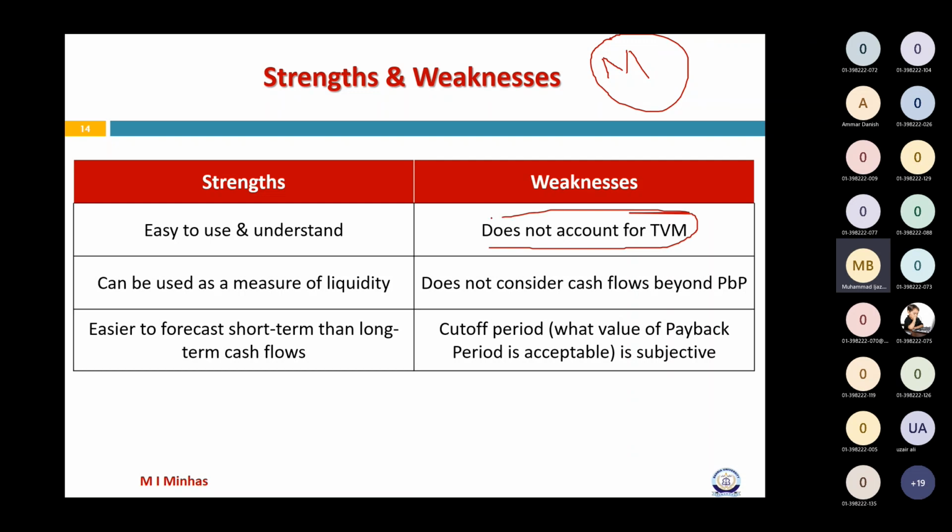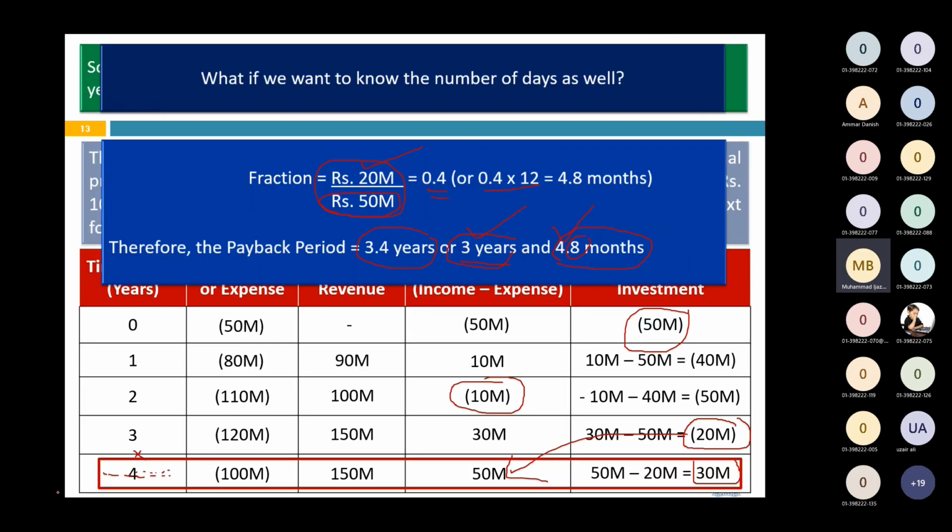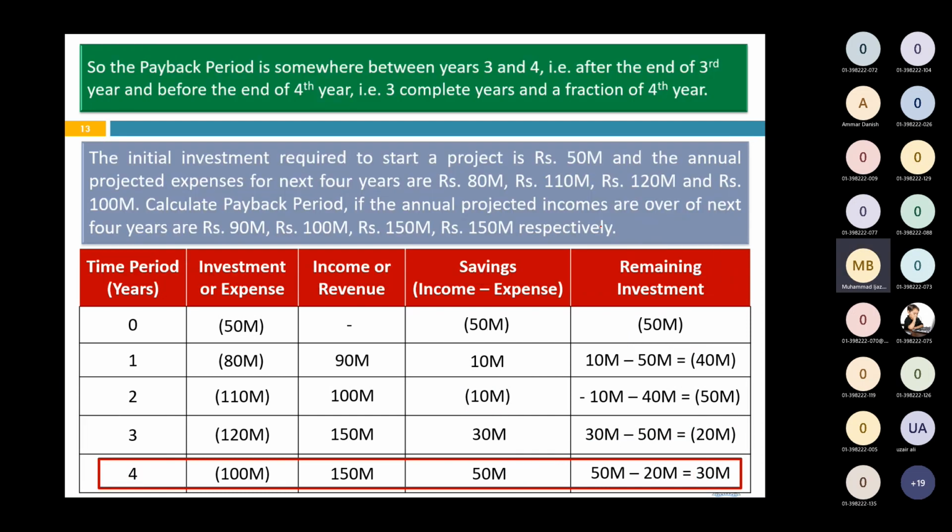But in its original form, the payback period does not account for the time value of money factor. Correct? In any of the calculations, we did not calculate the present value of any of the future cash flows. Similarly, another problem is it does not consider the cash flows beyond the payback period. Now, let me explain this from this example. I actually added this example here with the same intention.